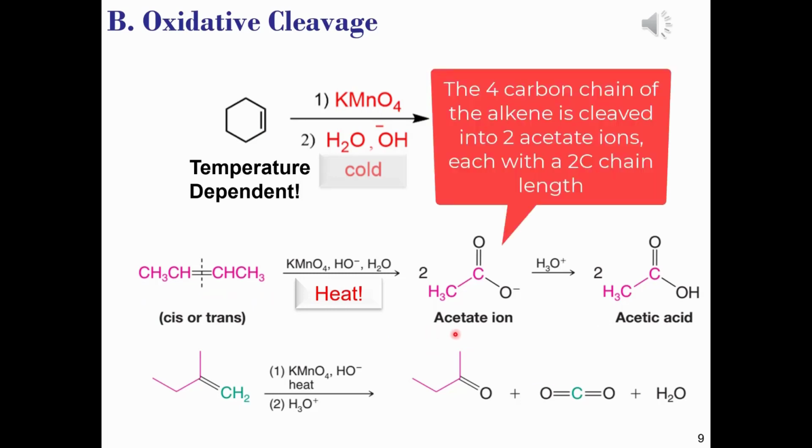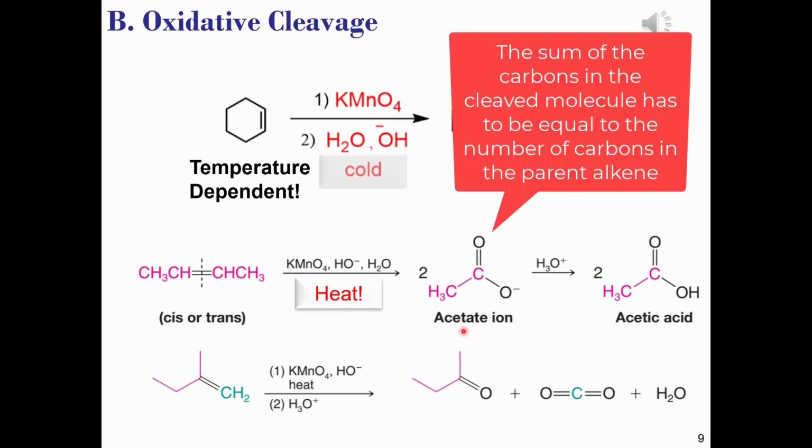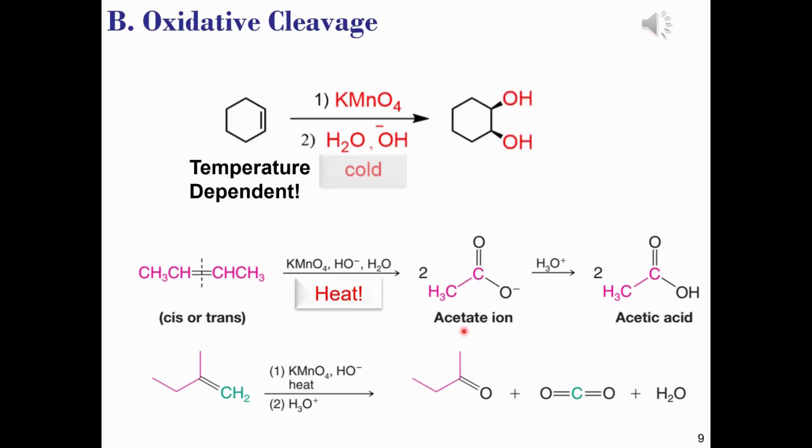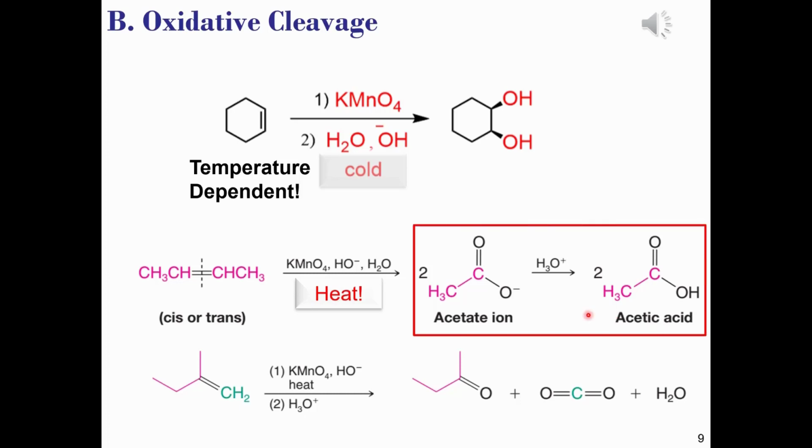Had we used an alkene which was not symmetrical but contained an internal alkene, this would result in two carboxylate residues that contain the same number of carbons as the original alkene substrate. Acetate anions can then be converted into the corresponding carboxylic acid, in this case acetic acid, via an acid workup. What this does is it protonates the carboxylate group, and we see the two acetic acid molecules as the result of that reaction.